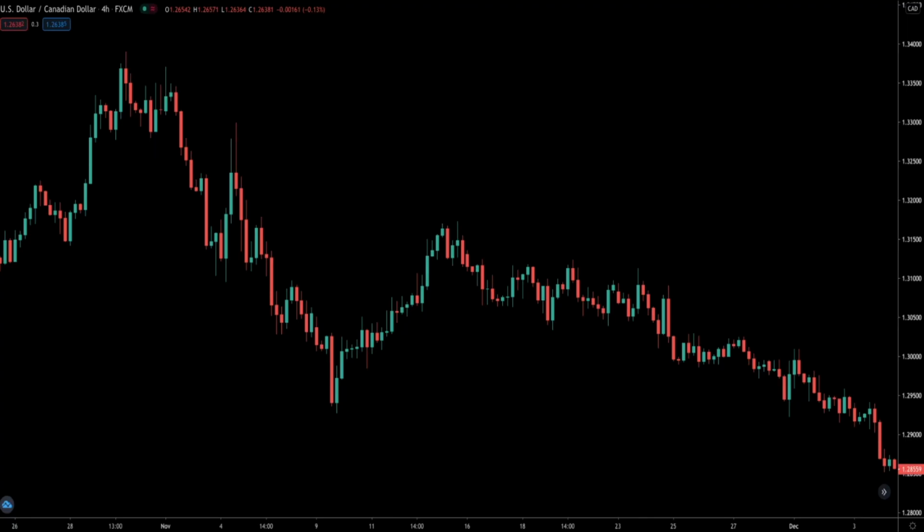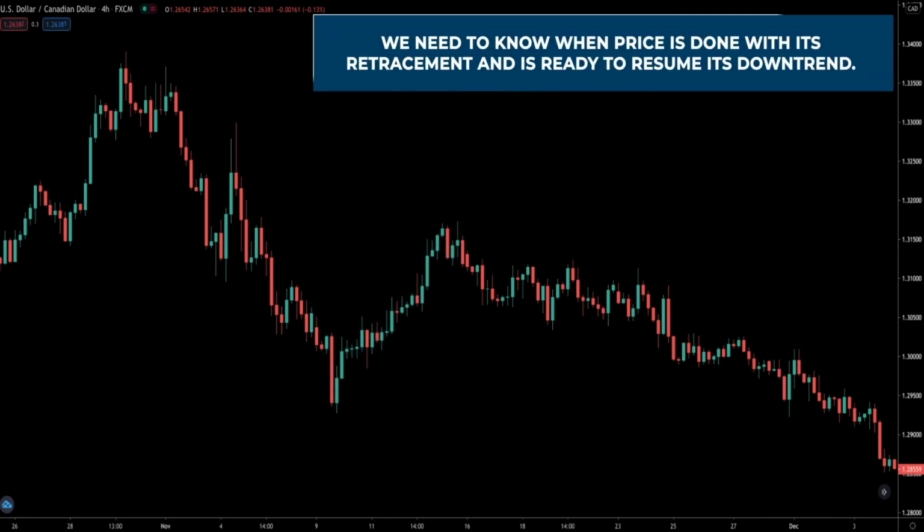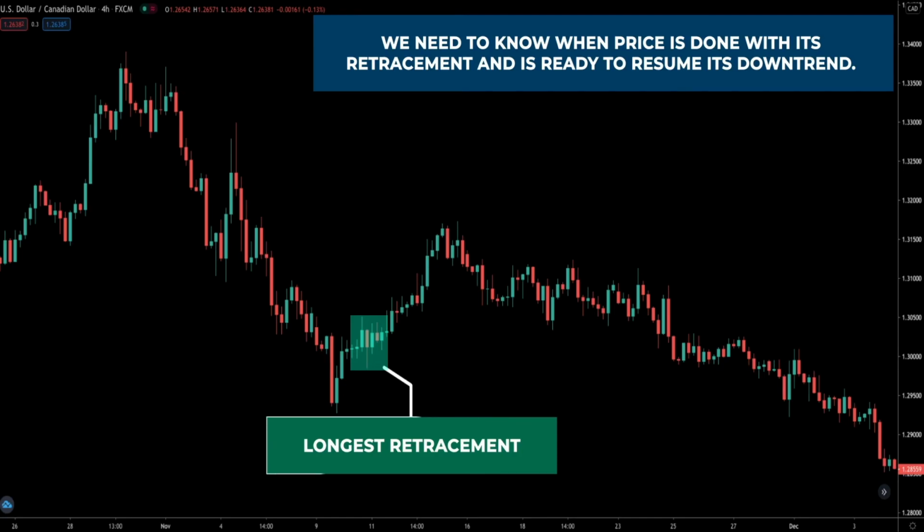So over here we have the dollar CAD, and we can see that it's in a clear downtrend. Price starts retracing and we want to sell high. To do this, we need to know when price is done with its retracement and is ready to resume its downtrend. So we look into each of the retracement lengths to determine which is the longest. And right here, this is the longest.